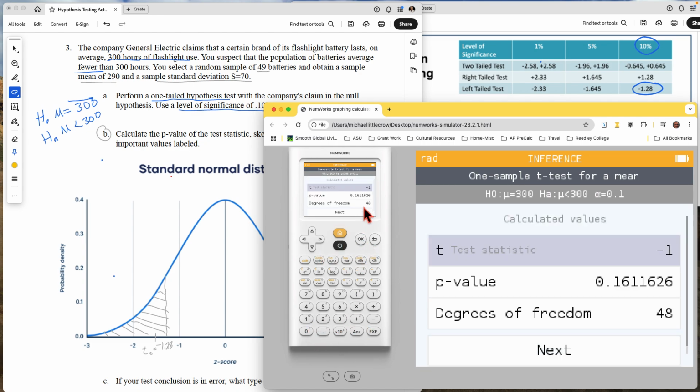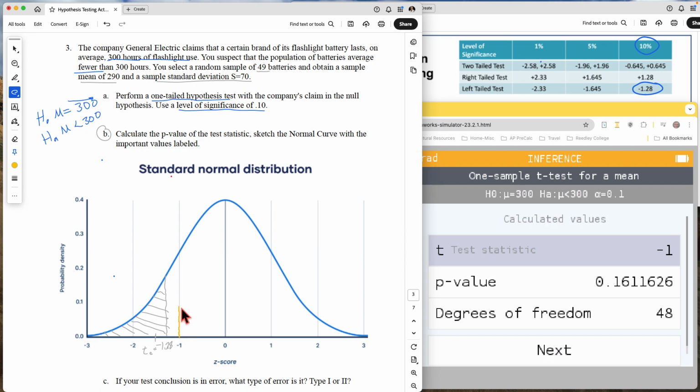Going to go next, and our t-statistic is -1, which is right here. And notice we are not in the rejection region. So this was our test statistic, the t-stat, equal to -1. So we see it's not there.